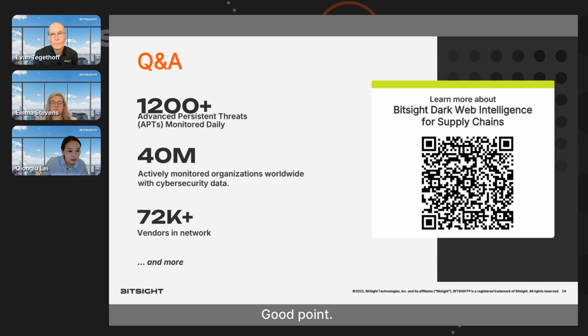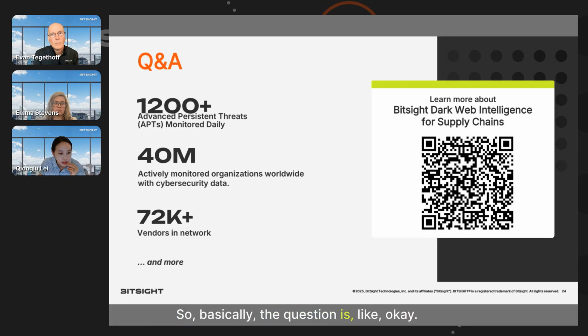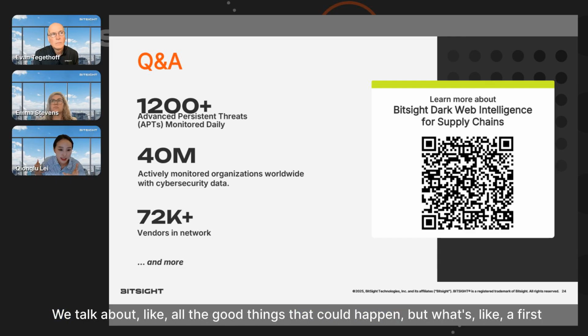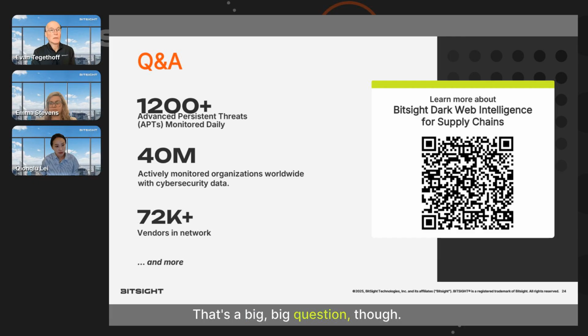Yeah, good point. Maybe one more, Chunglu, or we're getting close now, yeah? Yeah, I think we have time for one more. I think the resiliency mandate questions or topics start resonating, and I'm reframing this question. So basically, the question is, what's the very first step? We talk about all the good things that could happen, but what's a very first step to make it happen from a GRC and TPRM perspective? Yeah, that's a good question. That's a big question, though.